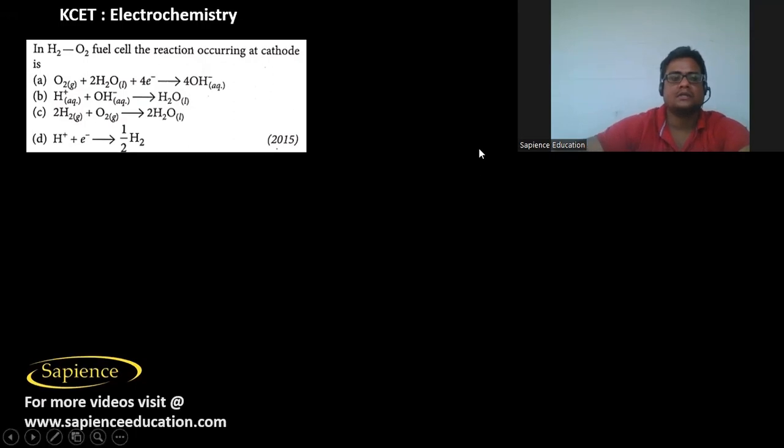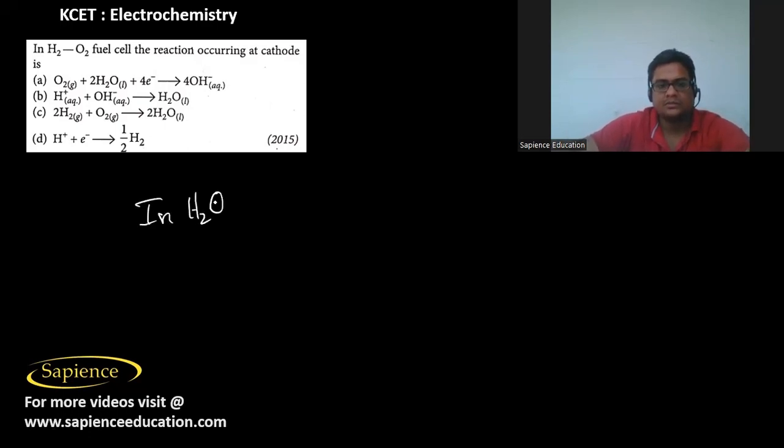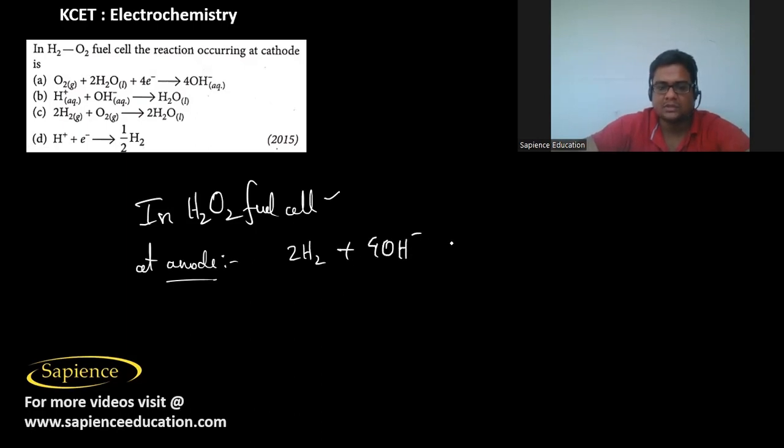Okay. Then here it is told in H2O2 fuel cell, the reaction occurring at the cathode is. So in H2O2 fuel cell, at the anode, the hydrogen will be oxidized to H2O. So 2H2 plus 4OH minus will form 4H2O plus 4 electrons.